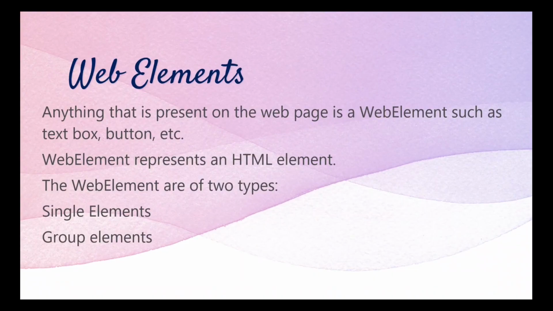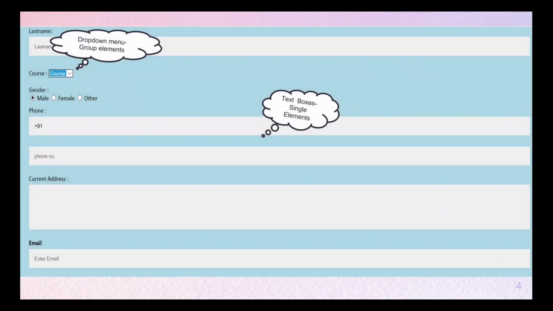Now web elements are basically of two types. One is single element, the second is group elements. Now single element. This is the registration page. Here you can see these text boxes, right? So these are single elements. Why? Because we can easily find a locator to work with these. For example, we can find through ID, we can find through name. So these are the different types of locators that will be used to inspect these elements, these text boxes, this radio button.